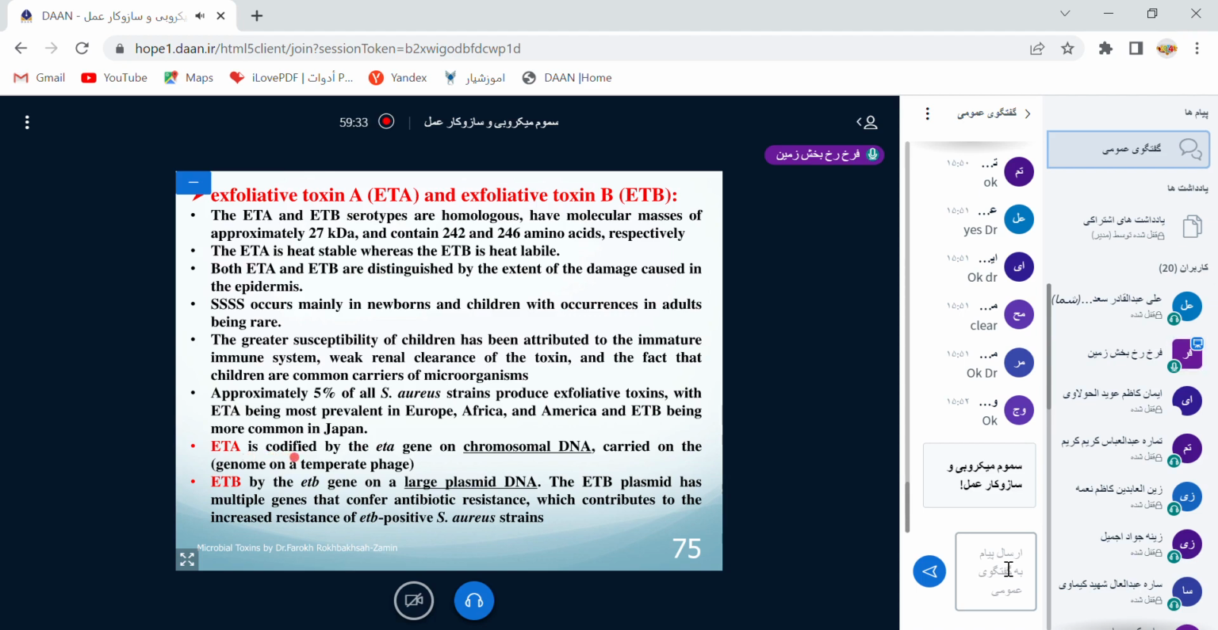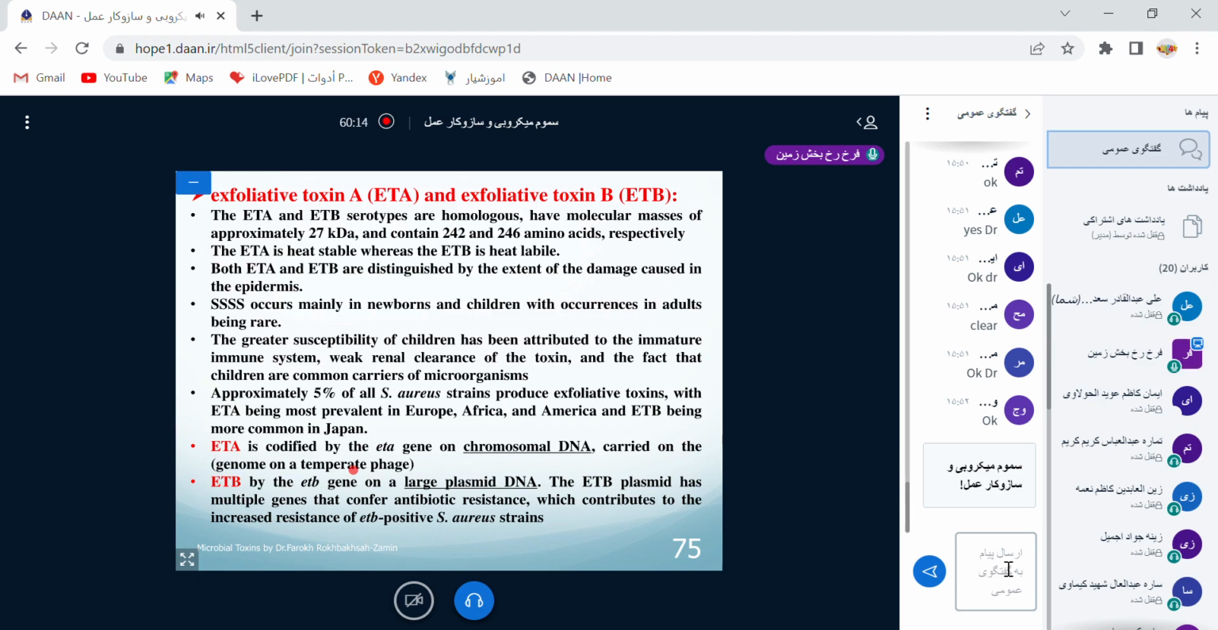is confined by the ETA gene. So ETA is a phenotype. It is a toxin. This toxin is the phenotype, and its gene is ETA, located on chromosomal DNA, carried on the genome of a temperate phage, but not related to the chromosome. It is related to the temperate phage, like before, as I explained.